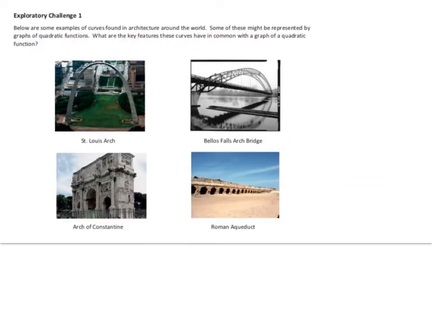Right, so let's look at these. Below are some examples of curves found in architecture around the world. Some of these might be represented by graphs of quadratic functions. What are the key features these curves have in common with a graph of quadratic functions? If we look, right, opens down, very wide, whole bunch of them. These all open down though.